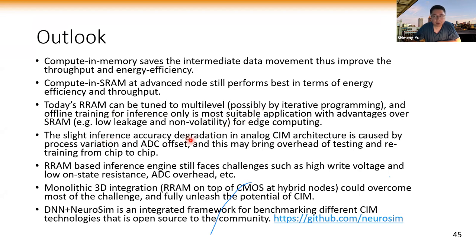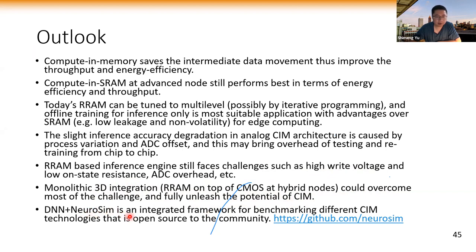No matter SRAM or RRAM, we need to take care of the inference accuracy degradation caused by the analog nature of the compute, either the variations, offset, or the noises. So we may have to rely on retraining or noise-aware tuning. The RRAM-based design still faces challenges as those device characteristics are not perfect yet. But we believe that if we can do the 3D integration for the RRAM on top of the CMOS at a hybrid node, that can overcome some of the challenges and fully unleash the potential for computing-in-memory.